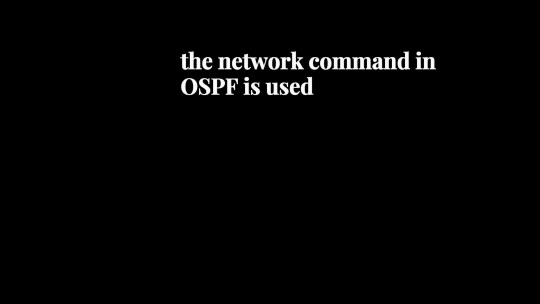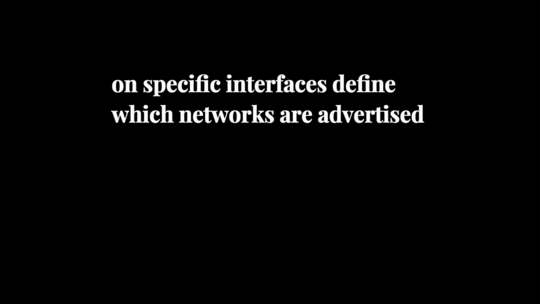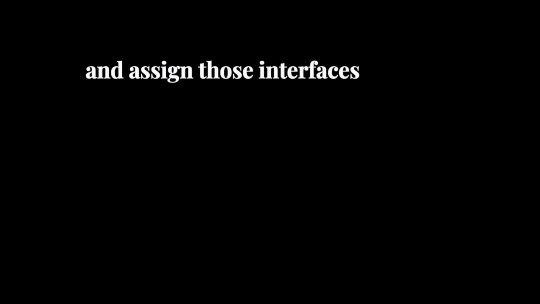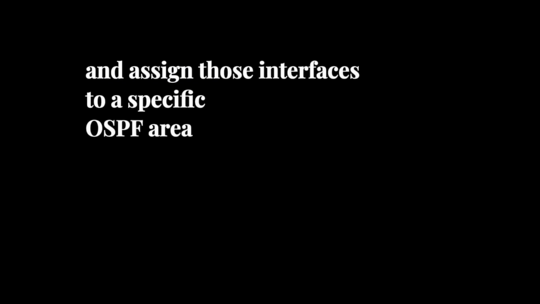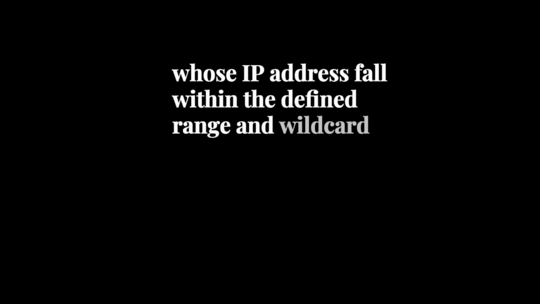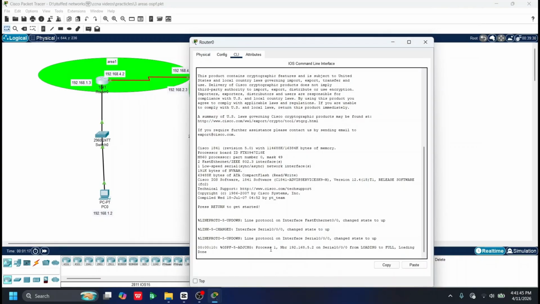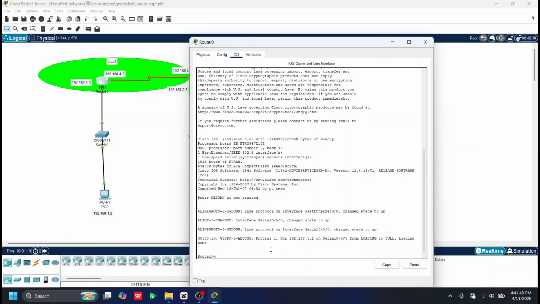The network command in OSPF is used to enable the OSPF protocol on specific interfaces, define which networks are advertised, and assign those interfaces to a specific OSPF area. It acts as a filter, allowing OSPF to run only on interfaces whose IP addresses fall within the defined range and wildcard mask. Now we will check our OSPF configuration by running some commands in CLI.